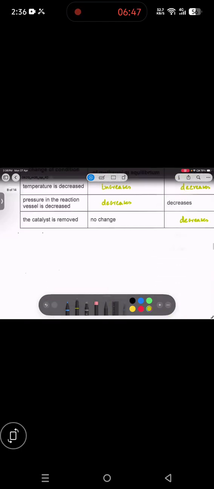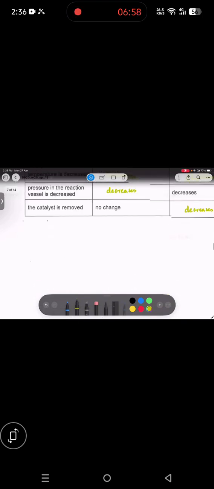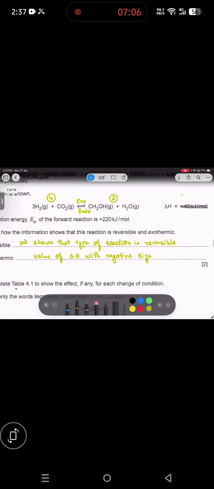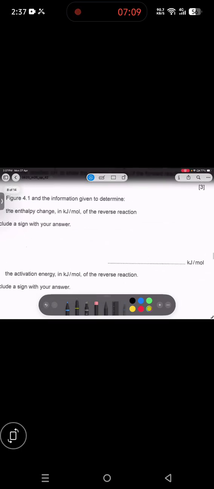Use figure 4.1 and the information given to determine the enthalpy change in kilojoules per mole of the reverse reaction. If the reaction is reverse, the reverse reaction is endothermic, and the forward reaction is exothermic. So the energy that is released here will be reversed and become a positive sign. Instead of a negative, it will be a positive 40 kilojoules.